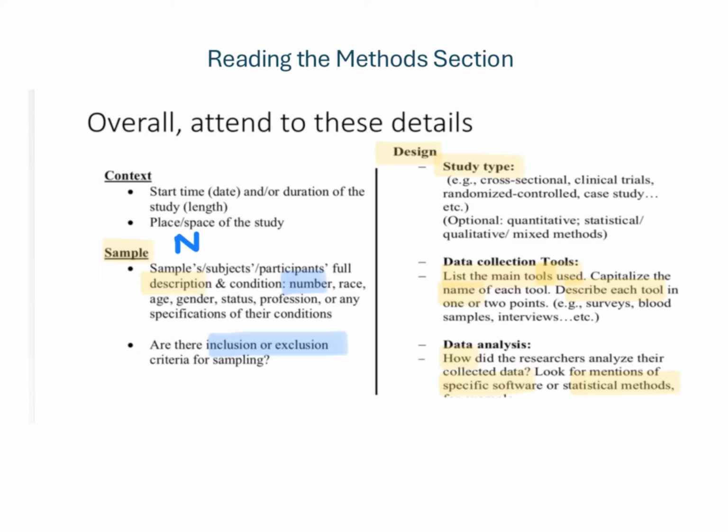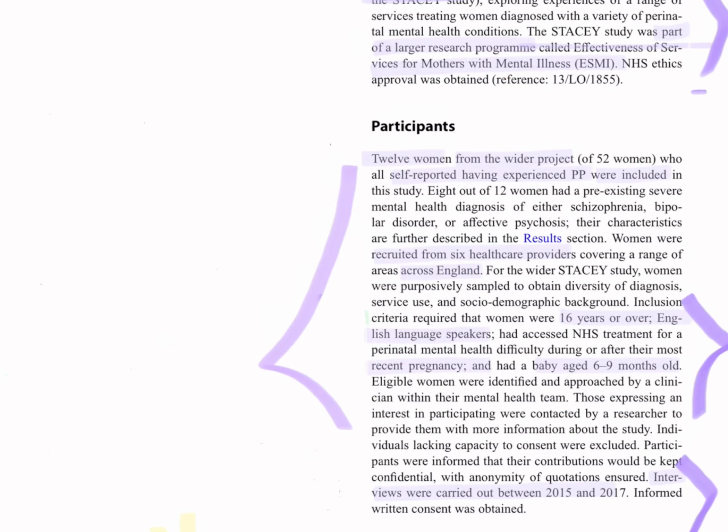Also, you'll want to say how the researchers collected the data, how often they collected it, and they will also name the statistical test or the software they used to analyze the data. Look for that information. Okay, let's take a look at the qualitative study that was our sample article.